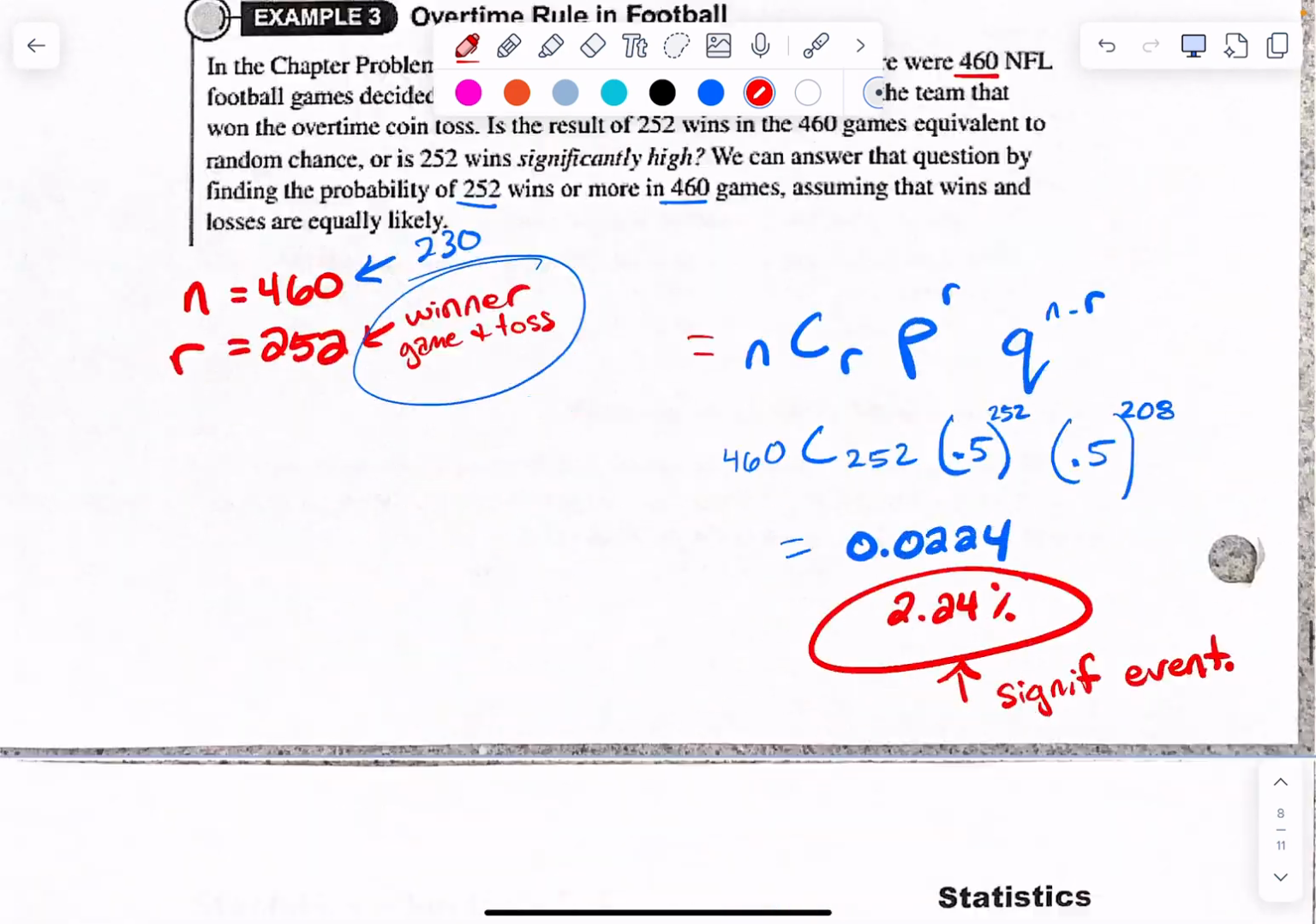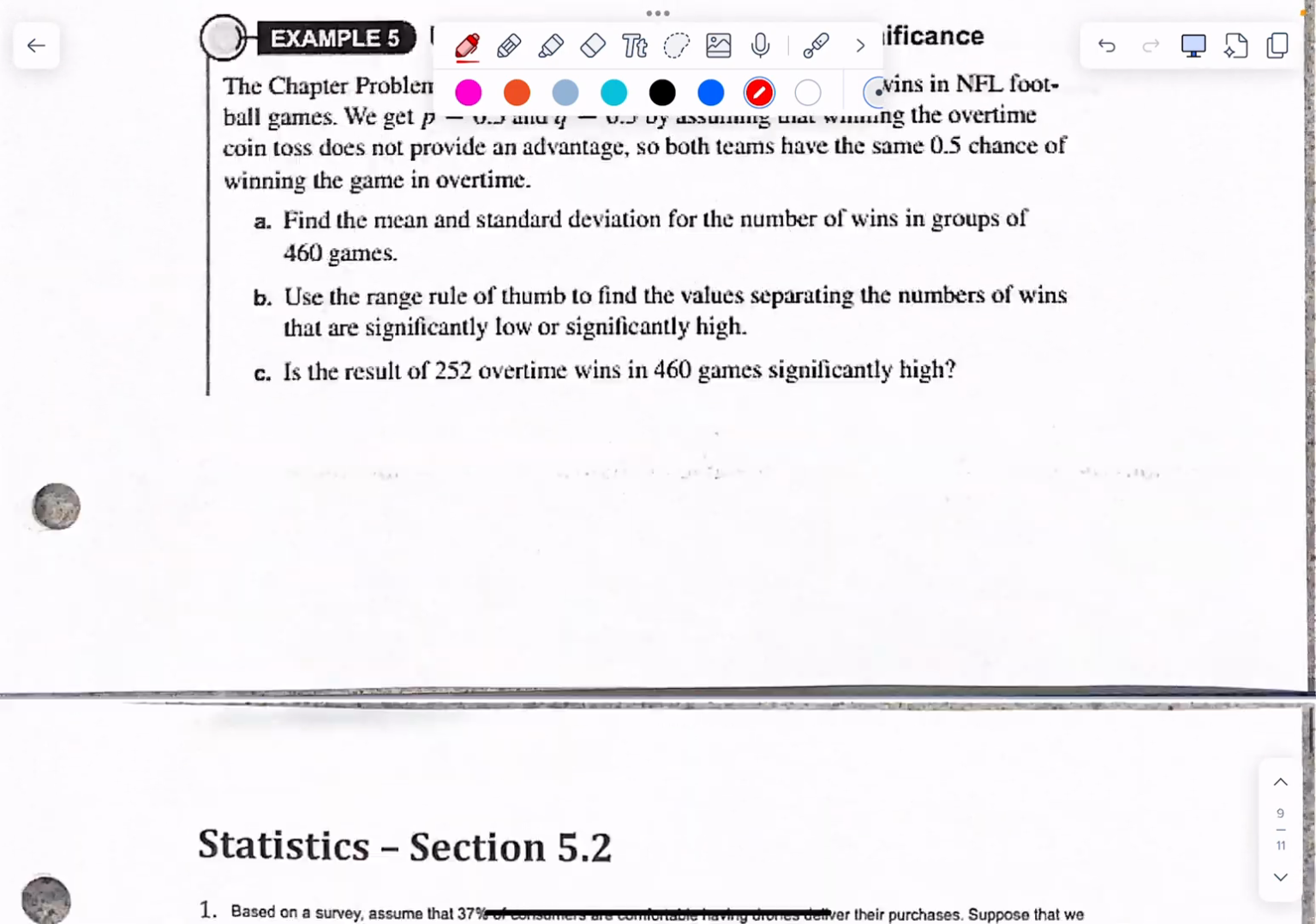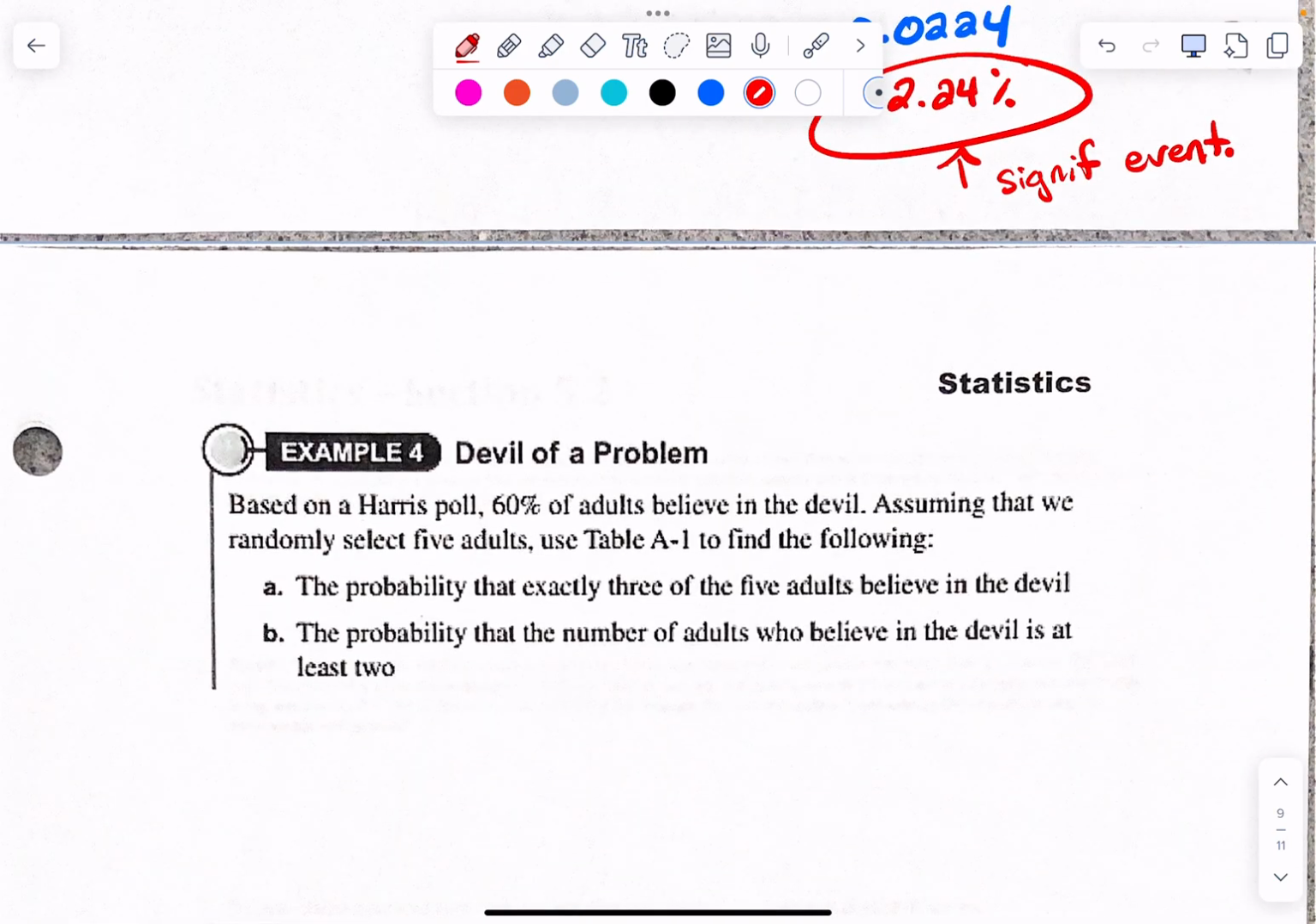I like how the next example is called a devil of a problem. Yeah, we only have 2 examples left. I need some help. Okay, goodbye.